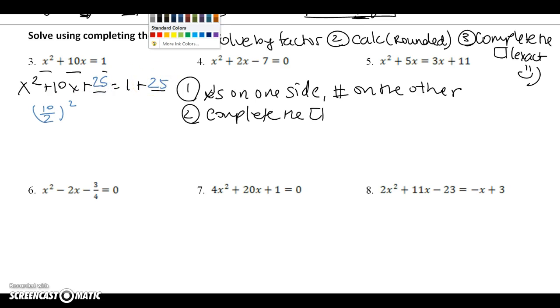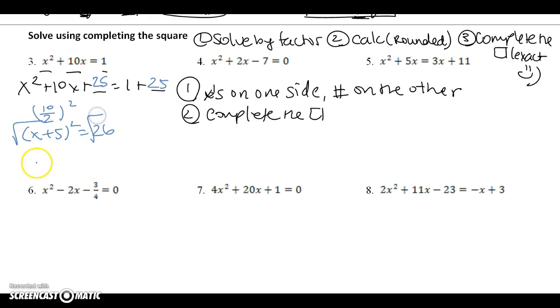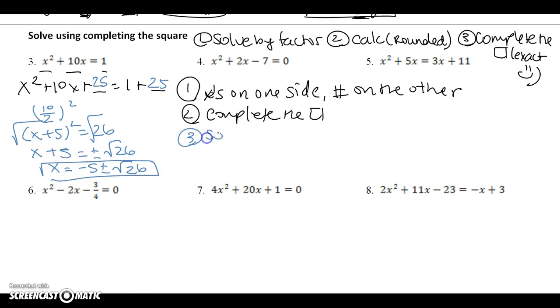So now when we factor this, it ends up being a perfect square on the left. So x plus 5 squared equals 26. And now this looks exactly like what we did right at the beginning. So take a square root of both sides, and we get x plus 5 equals plus or minus root 26. Last step, subtract 5 from both sides. So negative 5 plus or minus square root of 26. So over here, our third step would be solve using the square root property.